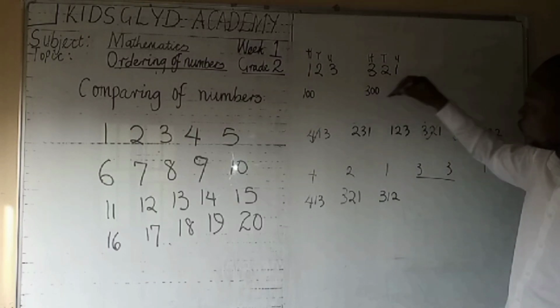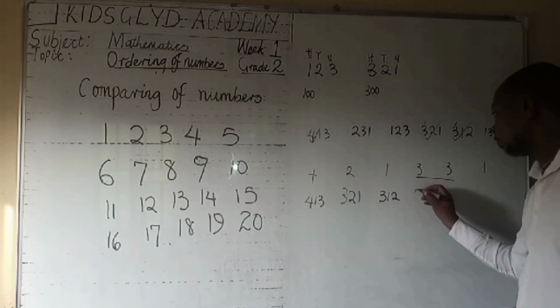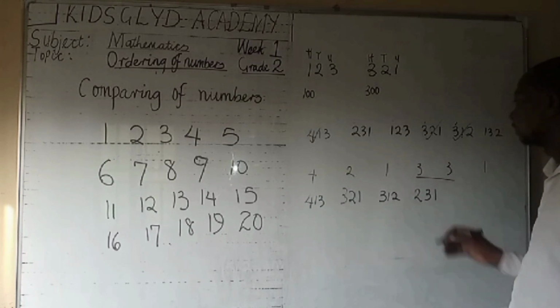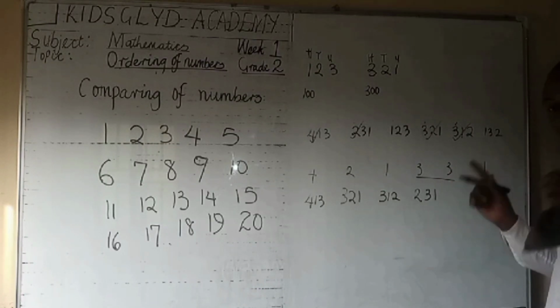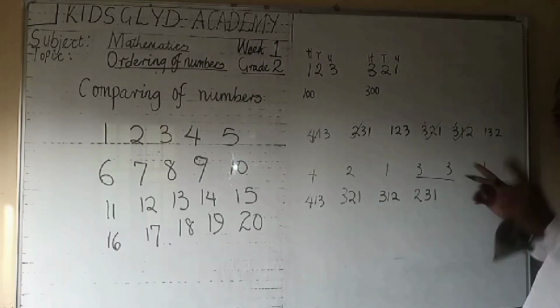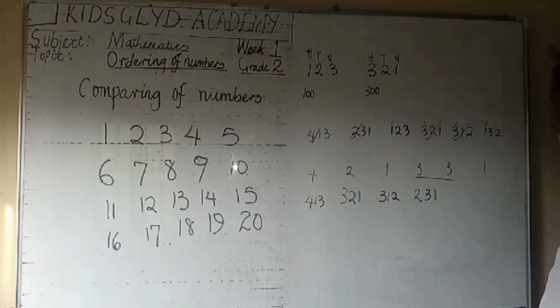Check the first number, 2, 1, 1. 2 is bigger. 2, 3, 1 comes next. This one is gone. And now we have 2 sets of numbers left that have the same first number. The first number here is 1, and the first number here is 1.